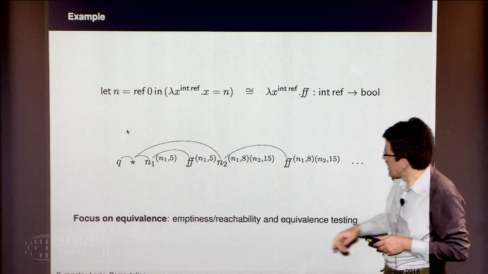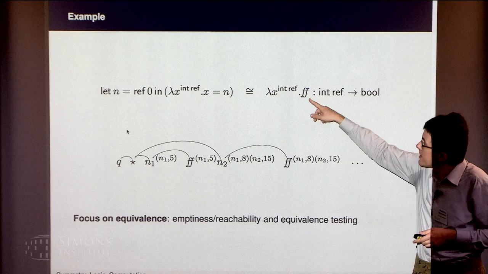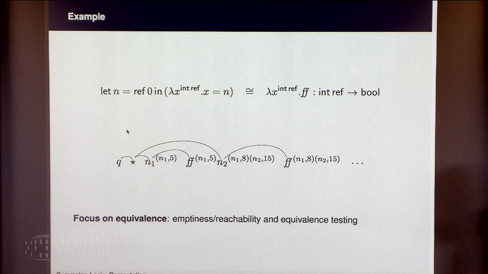In game semantics, plays are exchanges of moves between two players. So these players correspond to the environment, so there's the context that will be interested in using the program, and then the second player will be the program itself. So here we have a simple exchange.